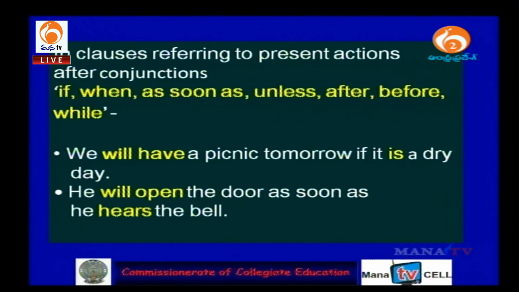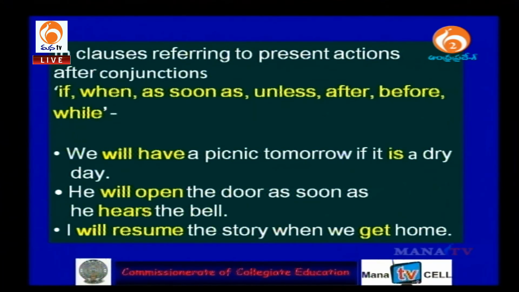Then, he will open the door as soon as he hears the bell. Has he heard the bell? No. If he hears the bell, or immediately after his hearing the bell, he will open the door. Here it indicates another future action. Now, I will resume the story when we get home. Here also the story is the same.